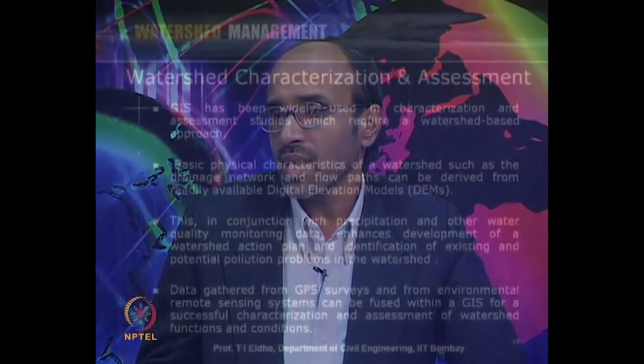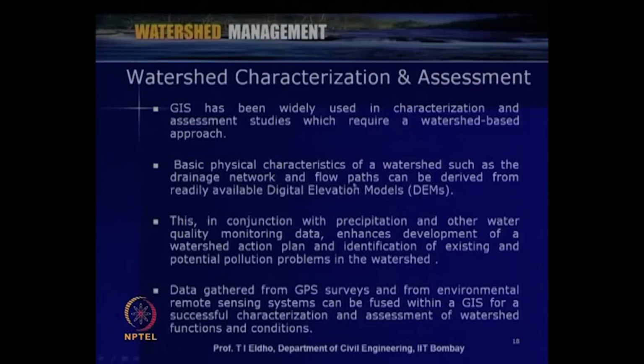Then the basic physical characteristics of a watershed, such as the drainage network and flow paths, can be derived from readily available digital elevation models, or we can generate our own digital elevation model depending upon the available data, or DEM can be directly utilized to identify the drainage network. This, in conjunction with precipitation and other water quality monitoring data, enhances development of a watershed action plan and identification of existing and potential pollution problems in the watershed. So, we can utilize GIS not only to identify the source of water or water quantity issues, but we can also use the GIS platform to identify the possibility of water pollution or environmental issues.